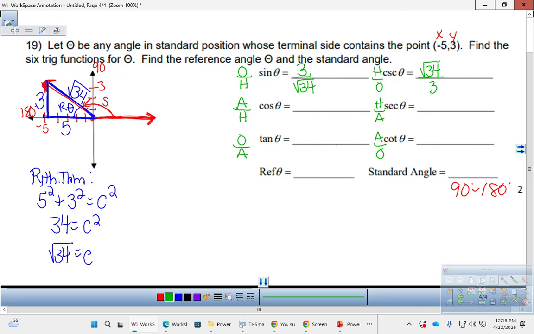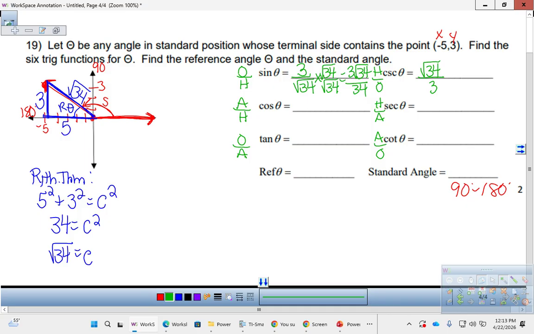We know that in math, we can't leave a root in the bottom, so I'm just going to rationalize this part by multiplying the top and bottom by root 34. So I get 3 root 34 over 34. All right, so that takes care of that first one.